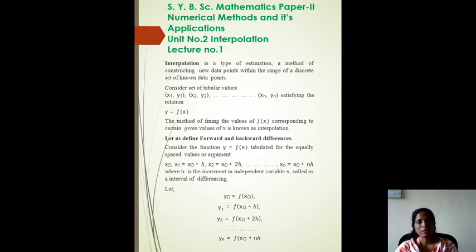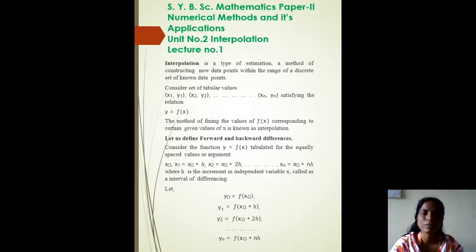Now in previous lectures, we have seen SYBSC Mathematics Paper 2nd, Numerical Methods and its Application. It's unit number 1. The title was Solution of Algebraic and Transcendental Equation. Now we are going to see unit number 2, interpolation, and this is first lecture of unit number 2.